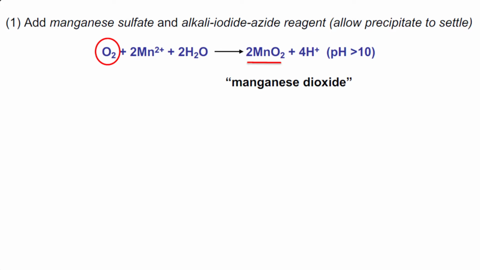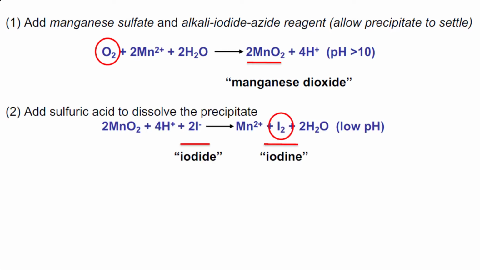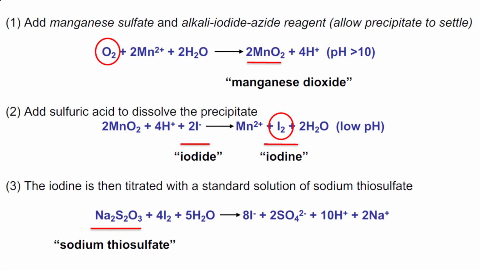First, oxygen is fixed. Second, iodine is produced. And third, the I2 is titrated using a sodium thiosulfate solution. Based on the concentration and volume used of sodium thiosulfate, the oxygen concentration can be calculated.